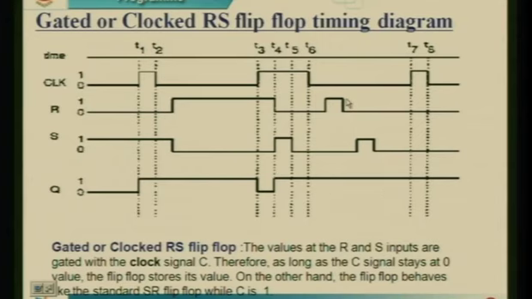When both the signals are low, here you can see the clock is high and both the signals are low, previously your output was held at logic 1, now it remains the same. So, this is how the gated clock, or clocked, RS flip flop works.